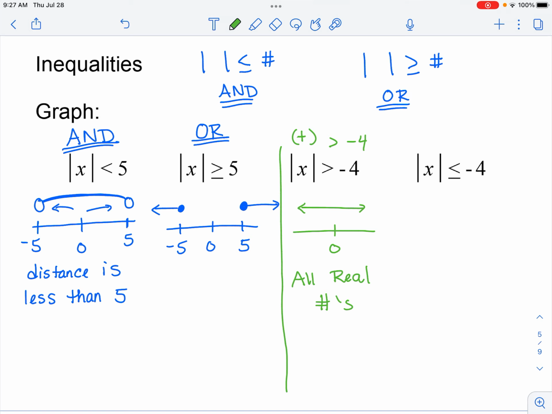So this is all real numbers. This is one of our special cases. And there are other ways to get all real numbers. We'll see if they pop up when we're solving some more problems down the road. And then what about absolute value is less than or equal to negative 4?